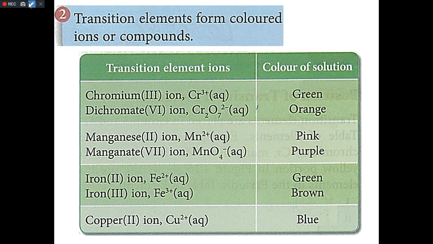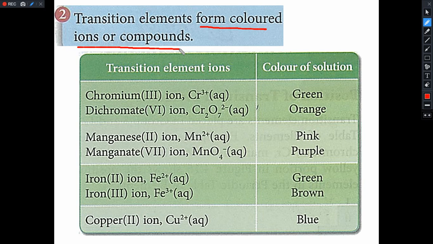We go to the second special characteristic, which is that transition elements form colored ions or compounds. That means the ions of transition elements, or the compounds which contain transition elements, have special colors, different colors. And do you need to remember this table? Yes. You had better remember the colors of the transition element ions.